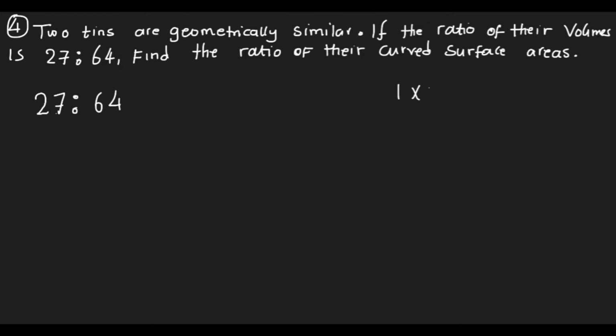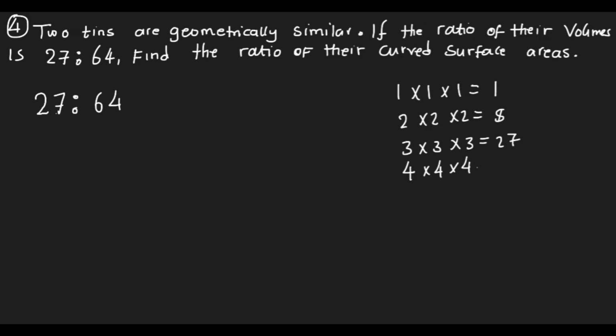So we know that 1 times 1 is equal to 1. Then if we try 2 times 2 is 4, times 2 is 8. Then if we have 3 times 3 is 9, times 3 will give us 27. Then if we try 4 times 4 times 4, so 4 times 4 is 16. 16 times 4 will give us 64.